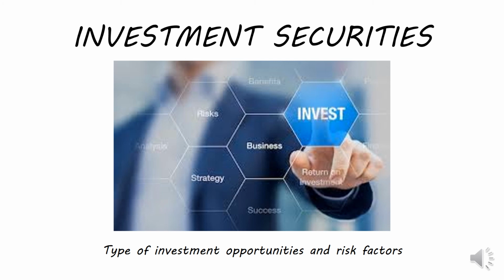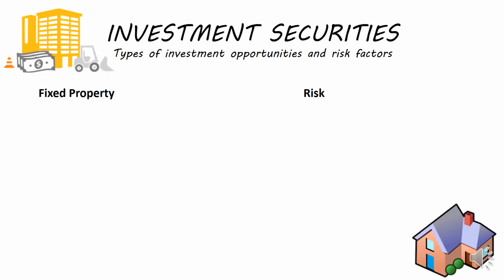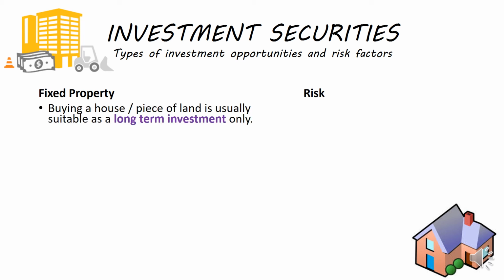All right, grade 12. Today we are looking at the different investment opportunities that are available to investors, as well as their specific risk factors. All right, so the first type of investment that we're going to look at is investment in fixed property. Okay, and this means you're basically buying a house or a piece of land.